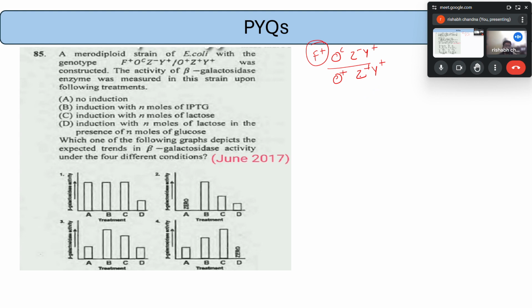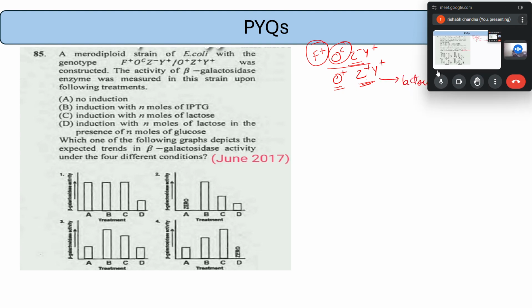So first we'll see how the Z plus will act here. Now we have the constitutive operator and here the wild type operator. Here the constitutive operator will have no use because the beta galactosidase gene is not here. And here we have the inducible operator. So the beta galactosidase activity will be seen only when lactose or any inducer is present.